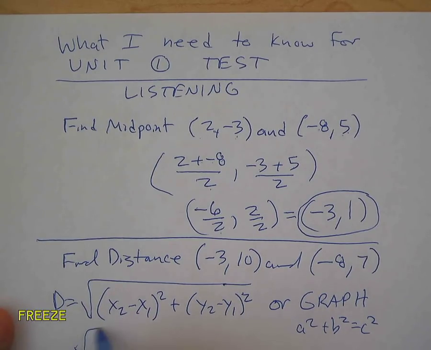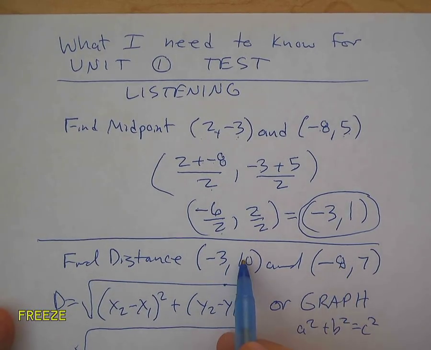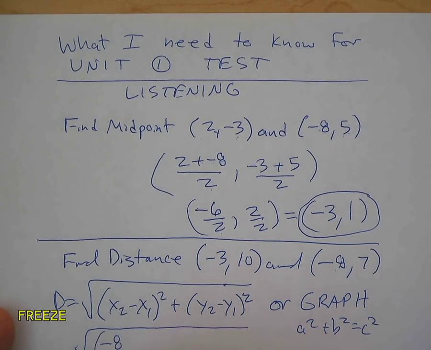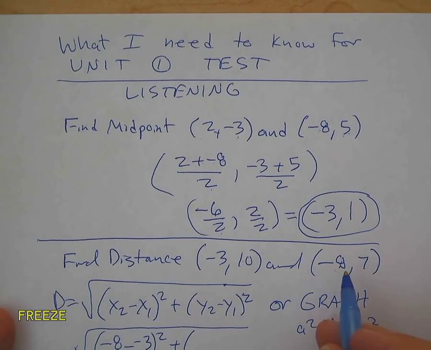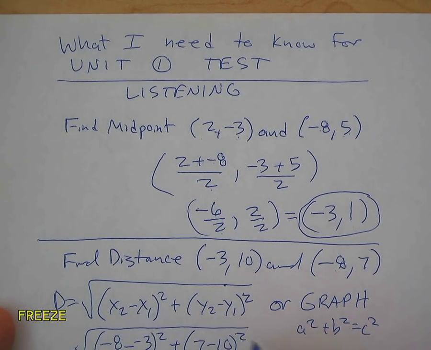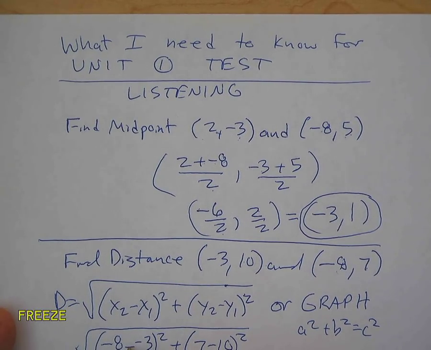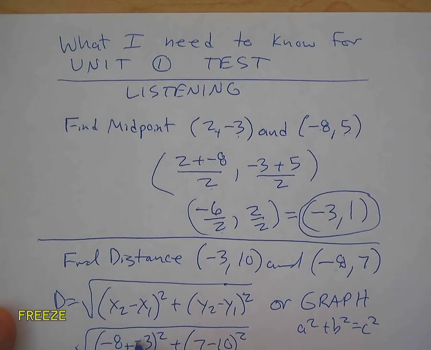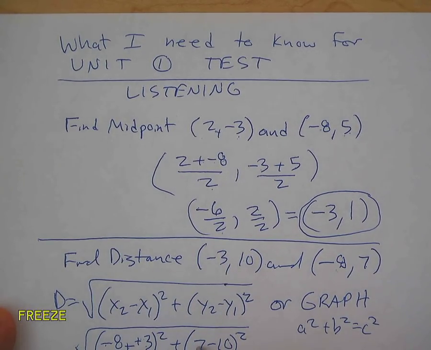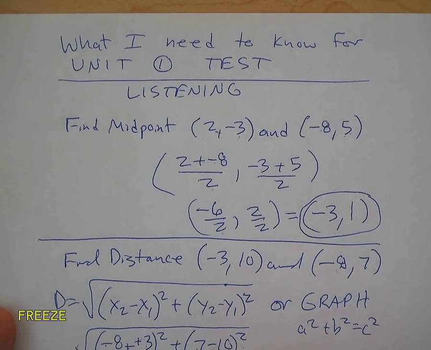So I take the square root of my second x minus my first x, so it's going to be -8 minus -3, squared, plus y2 minus y1, 7 minus 10, squared. The next thing I do is I figure out the inside. If I minus a negative, that's the same as plus, right? So I have -8 plus 3, which is -5, squared, plus 7 minus 10, which is -3, squared.